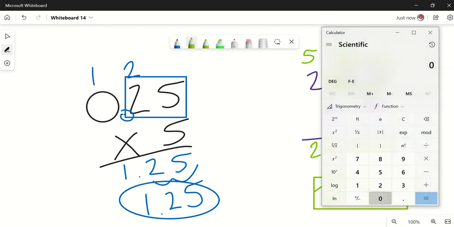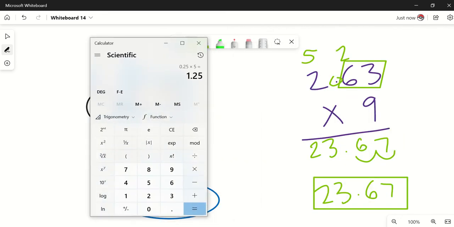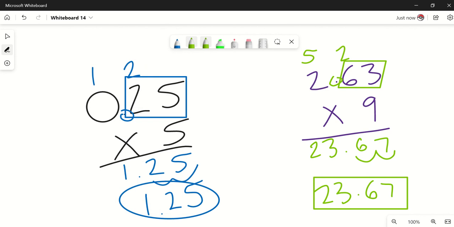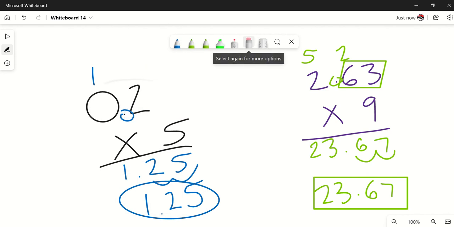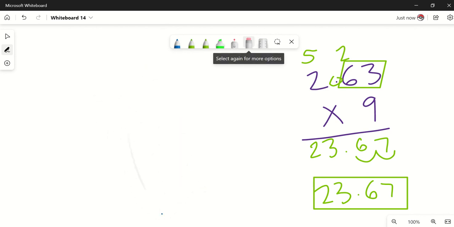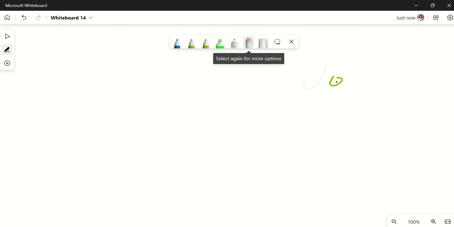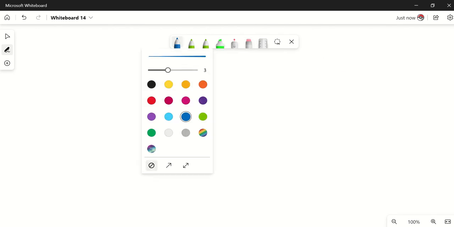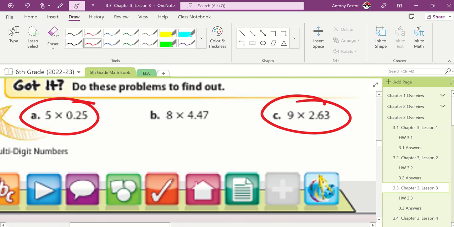We'll start with the first one, which is 0.25 times 5. Should be 1.25. It is. And we'll double check our other answer, which is 2.63 times 9, which should get us 23.67, and it does. So, in summation, the importance of multiplying by decimals: the biggest rule is you always want the longest number on top. We'll do one more example.